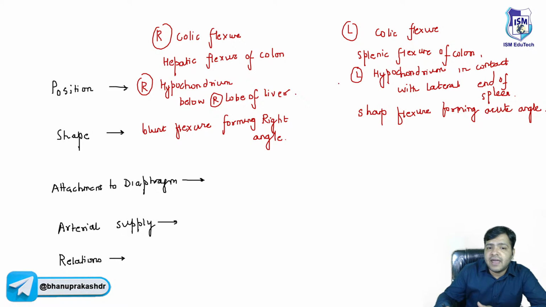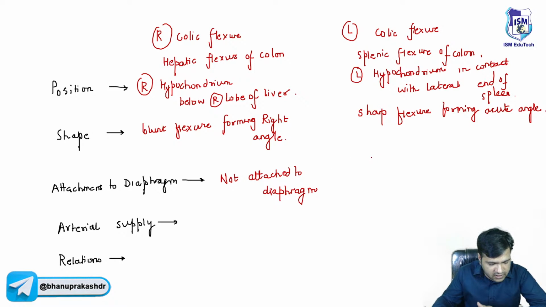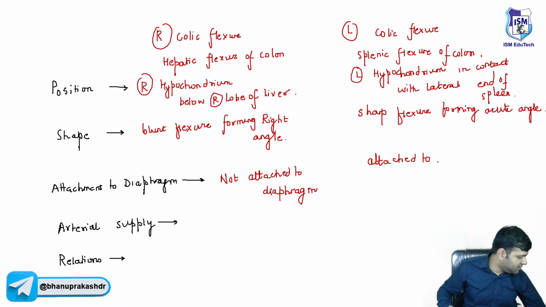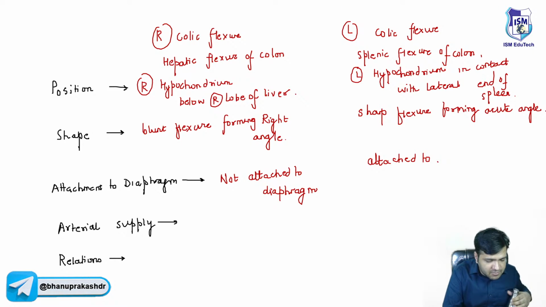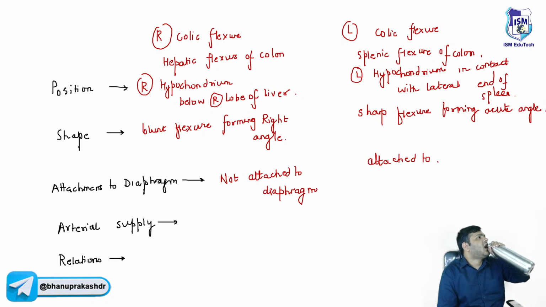Attachment to the diaphragm: the right part is not attached to the diaphragm. And remember the left colic flexure, beta, is attached to the diaphragm by a ligament. Can anyone tell me the name of the ligament through which the left colic flexure is attached to the diaphragm? That has been a question in exams multiple times.